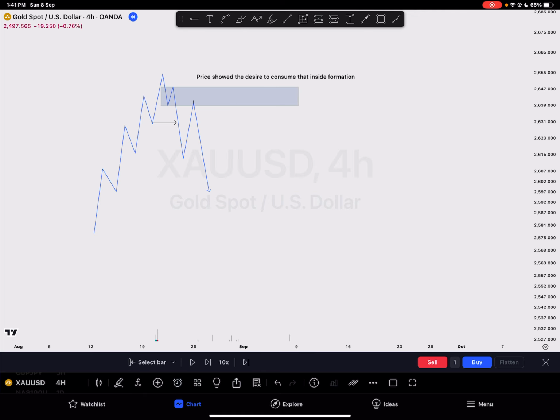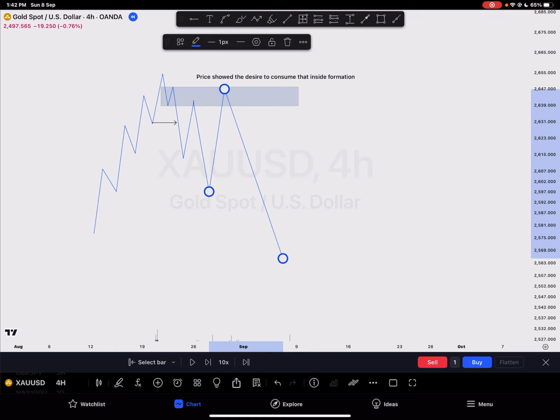So if price shows the desire to consume that area of liquidity, it means that that area has a probability of holding price, but price just showed the desire. So whenever price shows the desire to consume that area of liquidity by tapping into that inside formation a bit and then continues, there are high chances for price to come and really consume that area of liquidity fully by coming to consume the lowest liquidities.